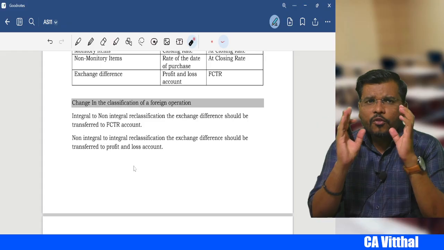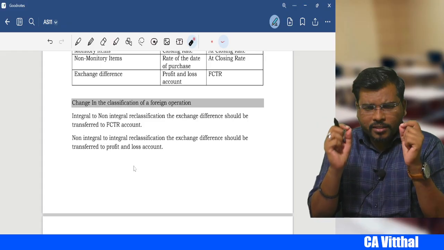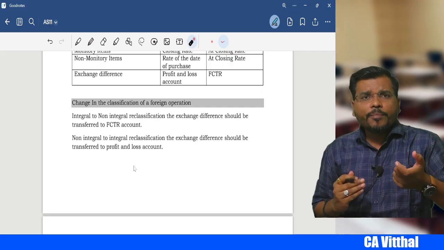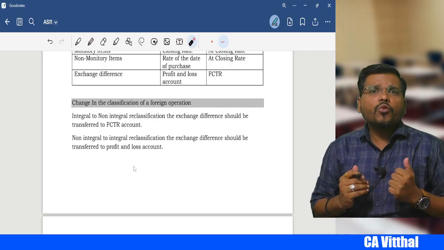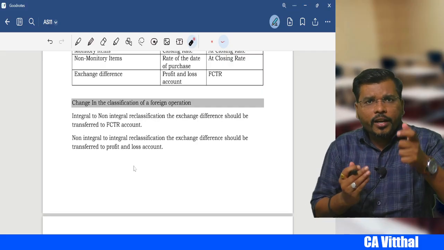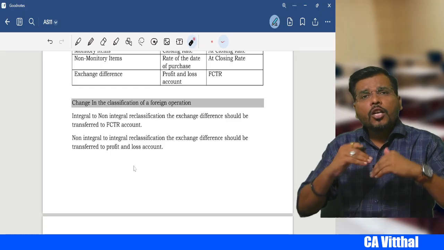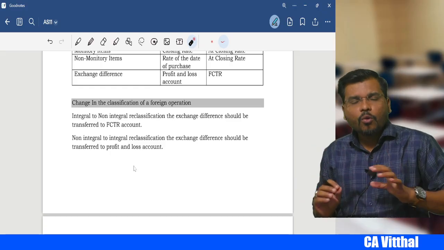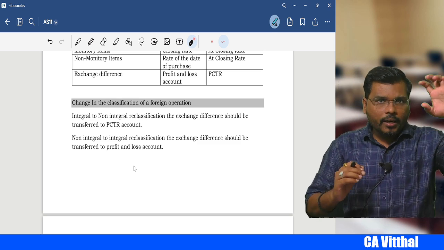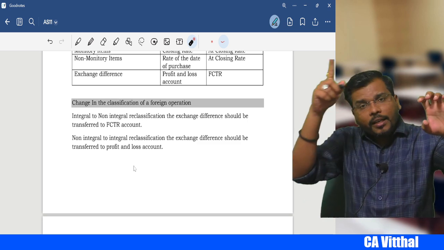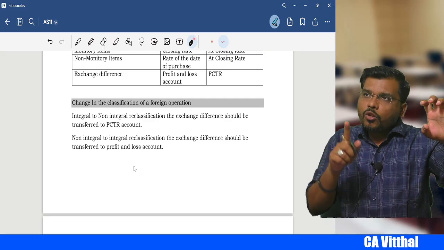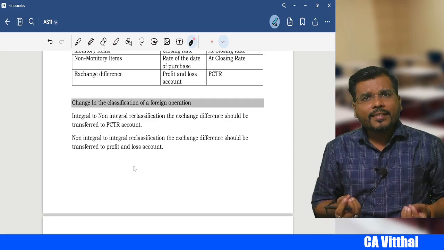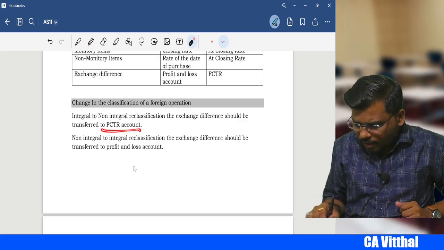Is that clear? Because first thing, when you try to understand, whenever it was an integral operation, that time you transfer the exchange difference to where? Profit and loss account. When it was a non-integral operation, you transfer the difference where, sir? In foreign currency translation reserve. Now, from integral operation to non-integral operation. So non-integral, where will it go? So the foreign currency difference will go to foreign currency translation reserve. That is what we are doing here.